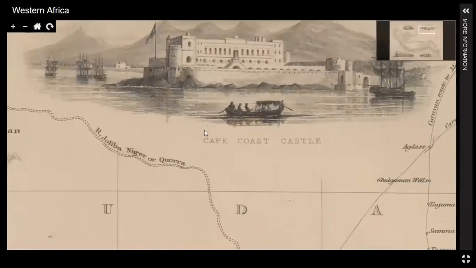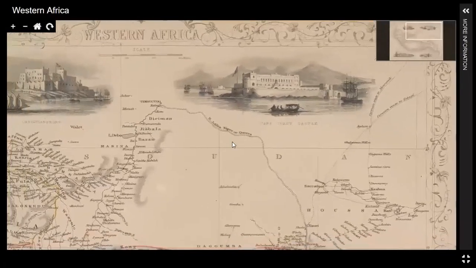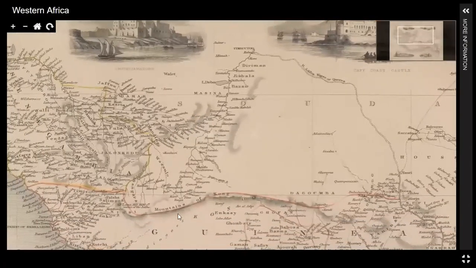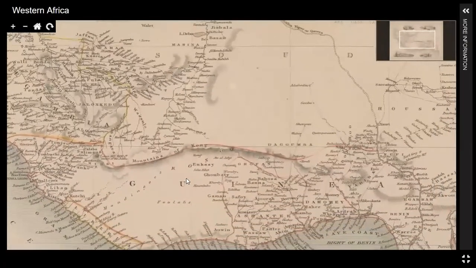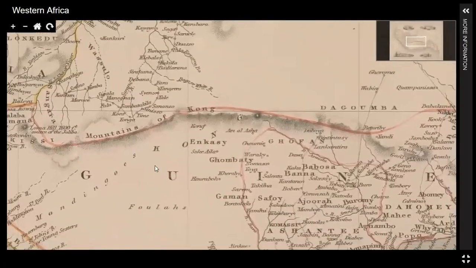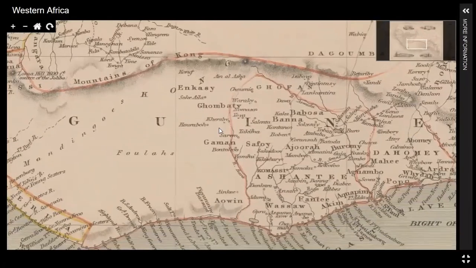Now, it would seem that with that kind of precision of engraving, the map itself would be accurate. And in many respects it is. But in many other respects, it's the replication of the fantasies of the geographers at the time, representing the mountains of Kong here as a chain, when in fact no mountains ever existed in a chain in that part of West Africa or any other part of Africa as the mountains of Kong.